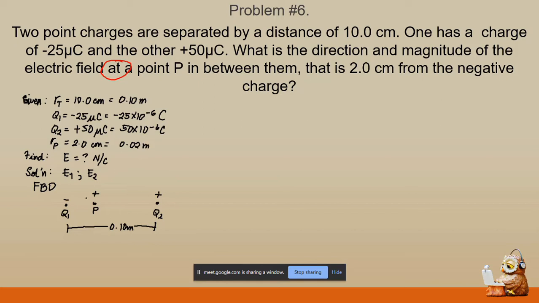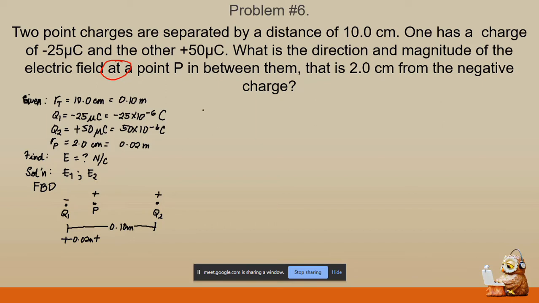Going back to our free body diagram, the distance between our Q sub 1 and P is 0.02 meter. How do I draw this one? I'll put it down here. So the distance is 0.02 meter. That is our free body diagram of our system.